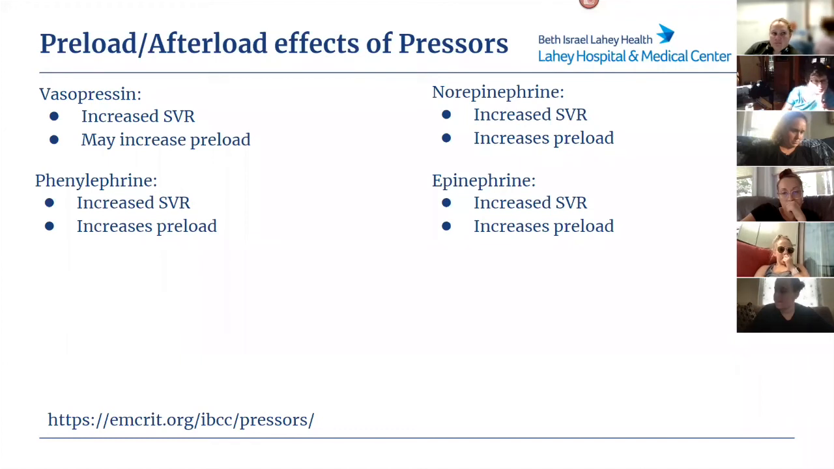And so to answer the question about preload and afterload effect specific to pressors, so vasopressin, you're going to see an increased SVR, potentially an increase in preload, and then the others, you'll all see an increase in SVR and an increase in preload. Why do you think that is? Why would you see an increase in systemic vascular resistance on pressors? Vasoconstriction? Yep, thanks, Inga. Exactly. And then why would you see an increase in preload?